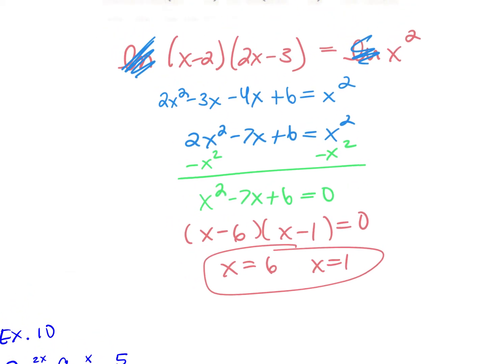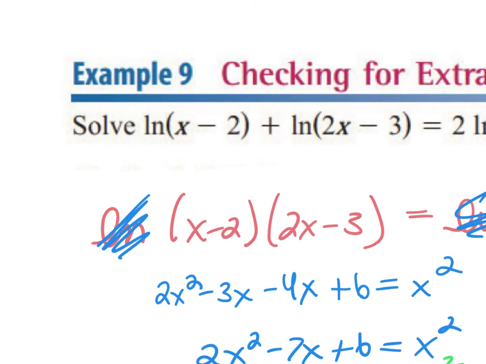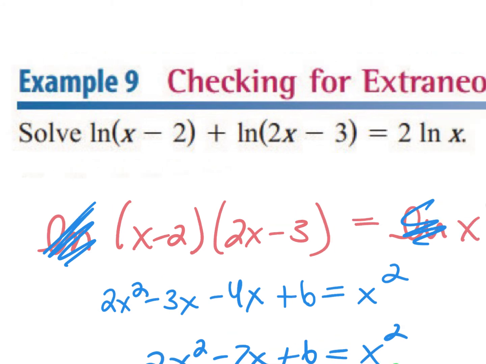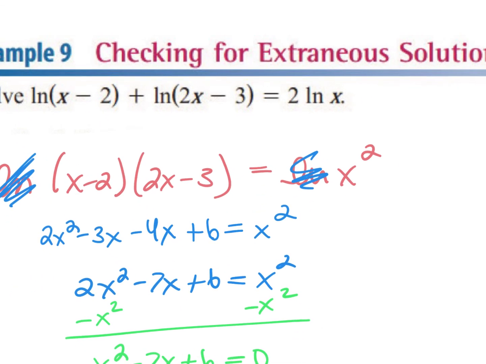Since I'm dealing with logs and natural logs from the very beginning, what do I need to do with those two numbers? I got to check. What do I check for? Am I going to plug it back in and solve this whole thing? What's the only thing I need to check for? If the parenthesis is positive. So if I take 6, just think about this. If I put 6 here, what's 6 minus 2? 4. Okay, that's a positive number. If I put 6 here, what's 2 times 6 minus 3? 9. Okay, that's a positive number. And then here, can I take the natural log of 6? Yes. Okay, so 6 works. 6 is good.